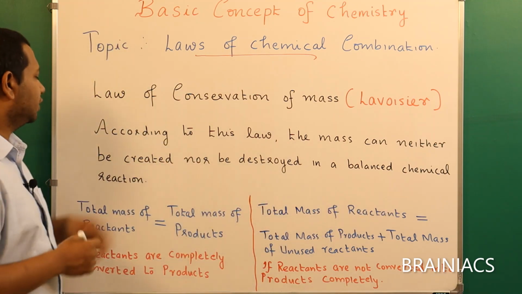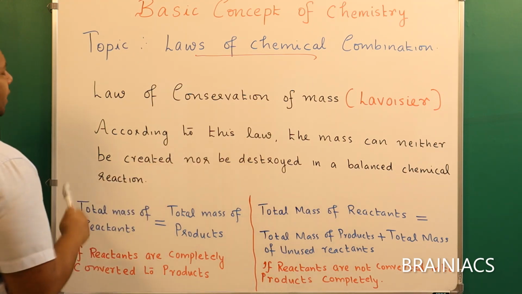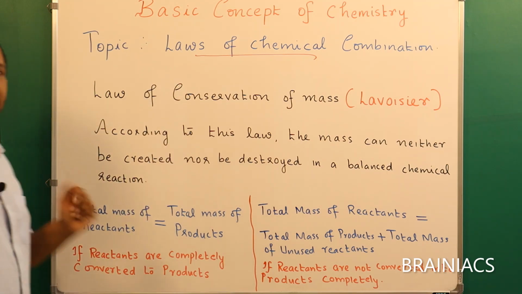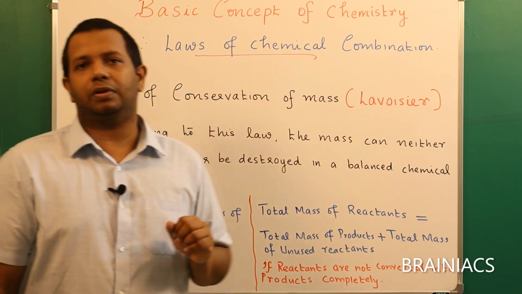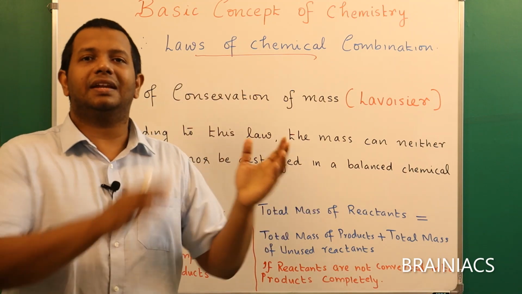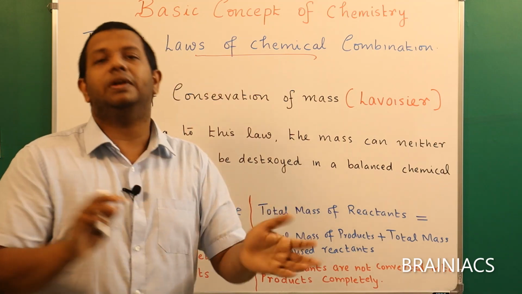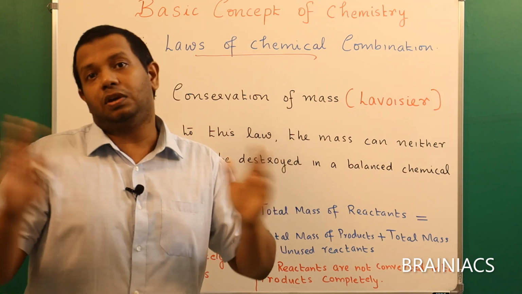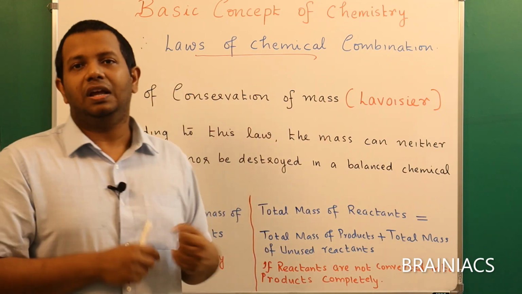According to this law, the mass can neither be created nor be destroyed in a balanced chemical reaction. This is the fundamental law. And we can see two possibilities here, which is very important from the entrance exam point of view. In some cases the reactants will be completely converted to products, that means all reactants will be converted to products. In some cases all reactants will not be converted to products, for example in the case of a limiting reagent, where some reactants are left behind.